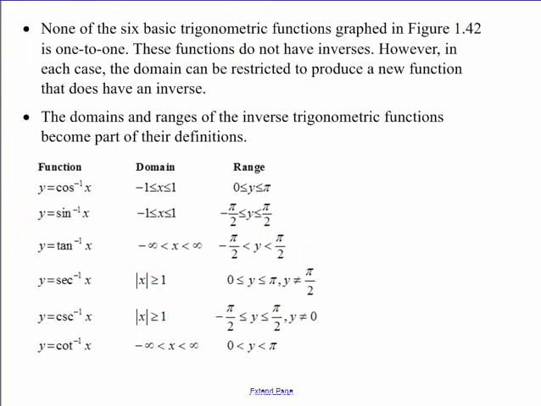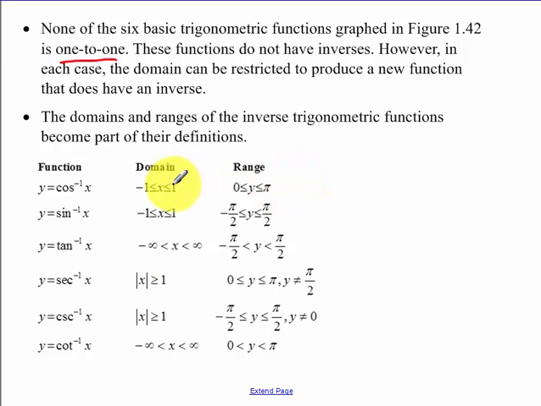Okay, so our 6 basic trig functions are graphed in the figure. So the figure that I showed you earlier, these are not one-to-one. So therefore we have to restrict the domain of the original to then be able to get an output for inverses.